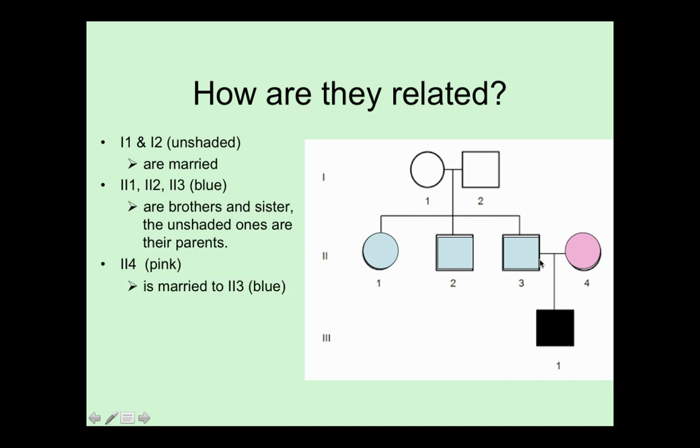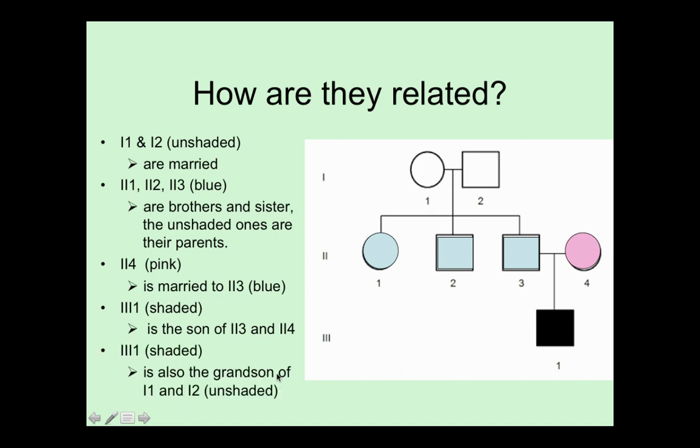So let's look at the pink one. That's 2, 4. This pink one is married to number 3. Okay, so you can see the line between them. And guess what? Guess what number 1 is? It's their son. Now here's the thing. How are these 2 unshaded people related to the shaded boy here? Well, these 2 are grandparents of number 1 down below. And so he is the grandson of 1 and 2 up above. Not too bad, huh?